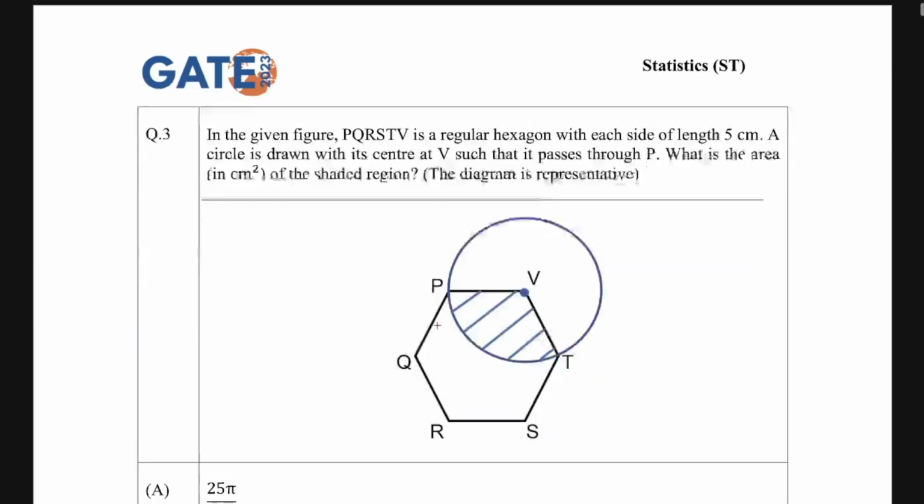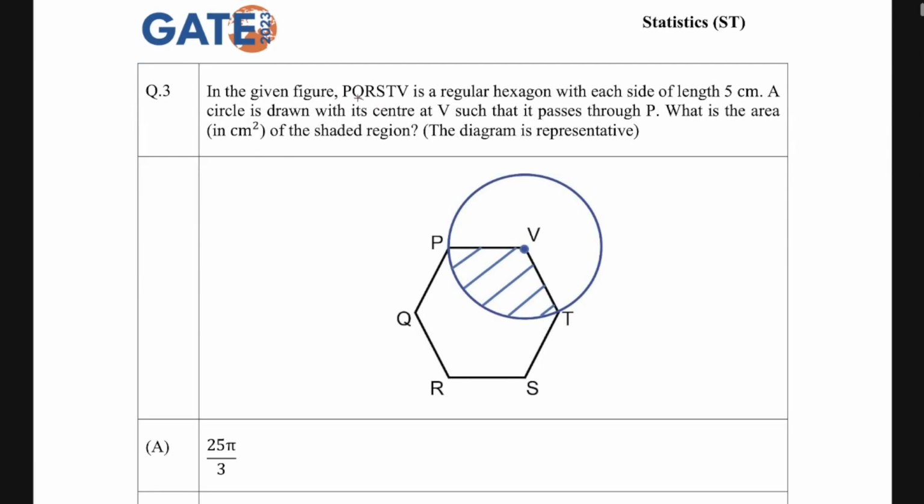Okay, let's take the next question here. It says in the given figure PQRSTV is a regular hexagon, which you can see over here, with each side of length 5 centimeter. So each side is of length 5 centimeter. A circle is drawn with the center V as it passes through P and T. What is the area in centimeter square of the shaded region? They are asking about this shaded region. Now if you see the side is 5 centimeter, so this is also going to be 5 centimeter. Of course, this is also 5 centimeter because of the hexagon.